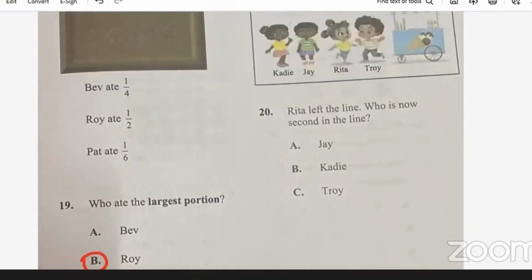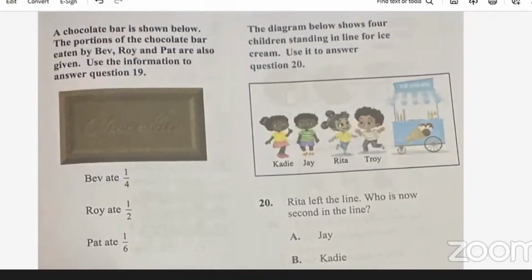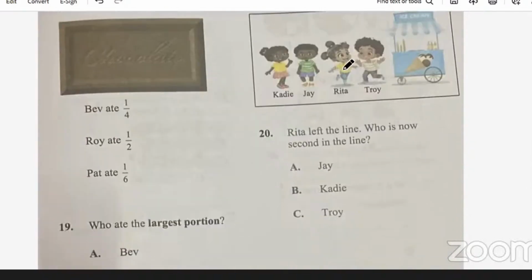All right, so we're now at question 20. It says the diagram below shows 4 children standing in line for ice cream. Use it to answer question 20. So they're standing in line for some ice cream. Question 20 says Rita left the line. Who is now second in the line?